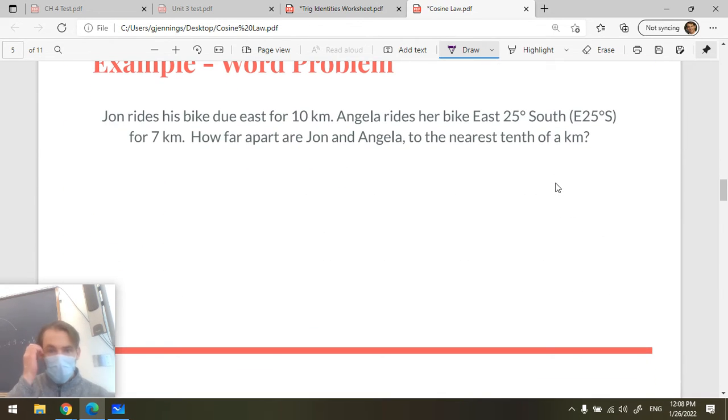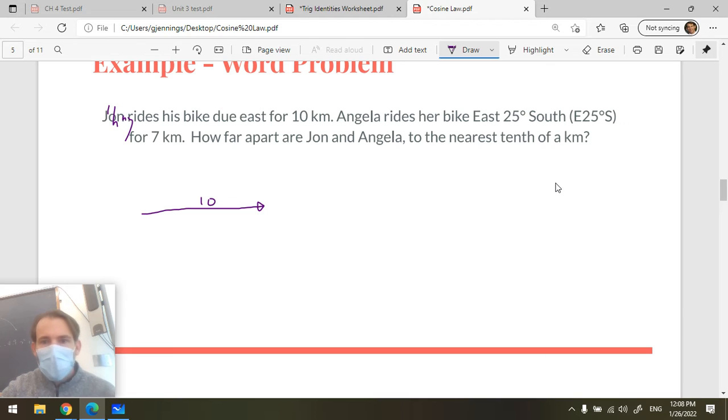Now, here's how we would do a word problem. Again, the word problem is going to start with a great diagram. It doesn't have to be an artistically beautiful one, but it has to organize your numbers and your thinking. Johnny rides his bike due east for 10 kilometers. That would take you to Wasaga Beach or into the bay. Anyway, he goes due east for 10 kilometers.